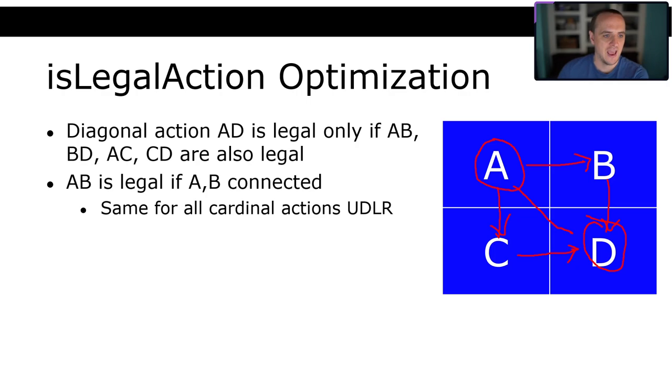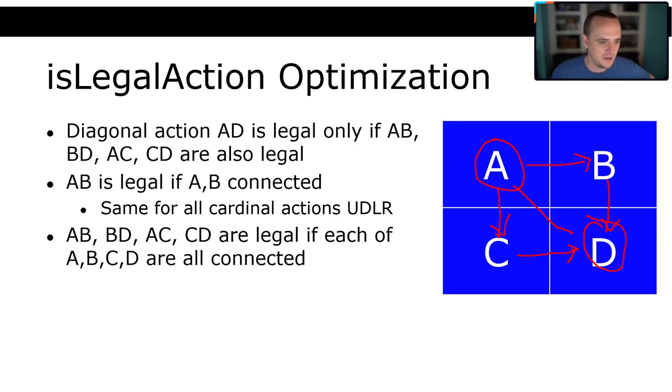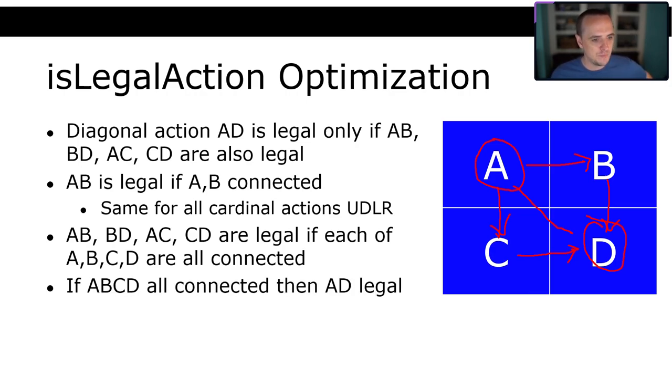So that means AB is legal if A and B are connected. And that's the same for all cardinal directions: up, down, left, and right. So AB, BD, AC, and CD are legal if each of A, B, C, and D are connected. So that means if A, B, C, and D are all connected, then AD is legal.